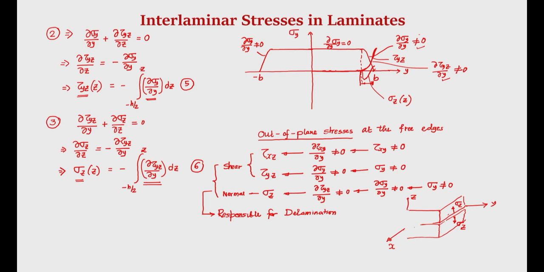Then this tau xz also tries to shear two adjacent lamina, that means try to slide one lamina over the other. Similarly, this tau yz also tries to slide one layer over the other, but in the other direction. One is in the x direction, another is in the y direction. So, having understood why these interlaminar stresses are actually induced, now let us see mathematically how this actually happens.